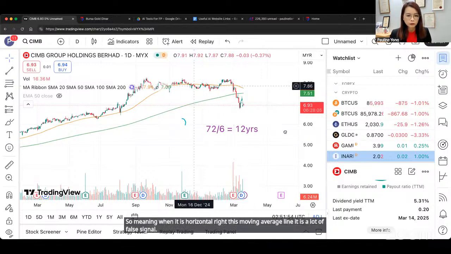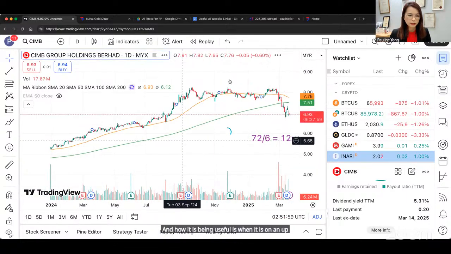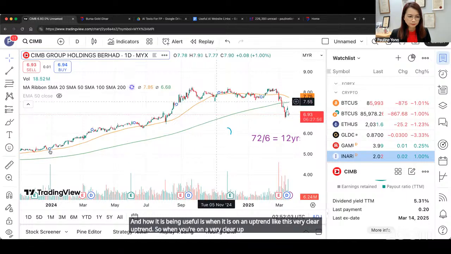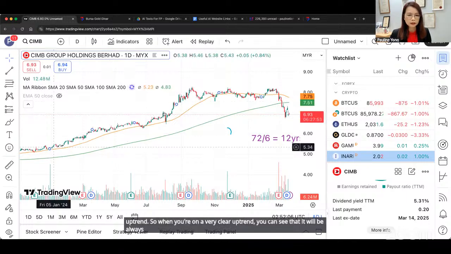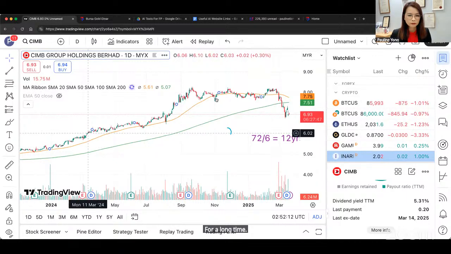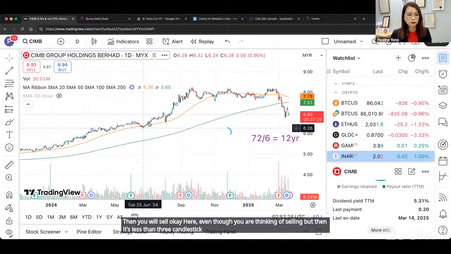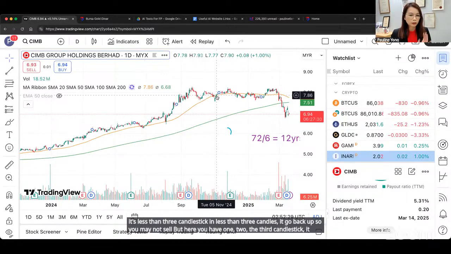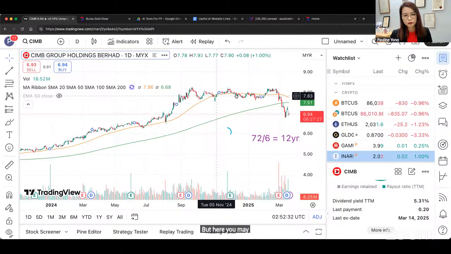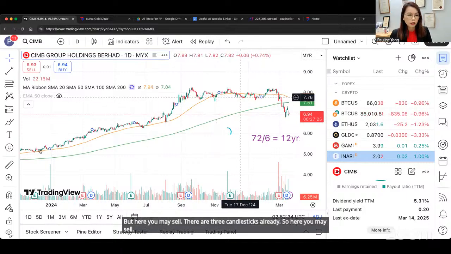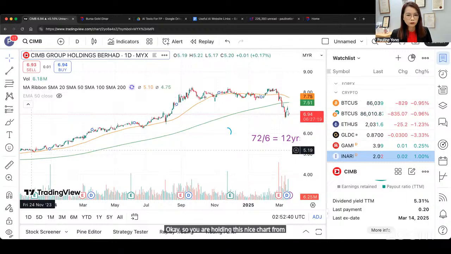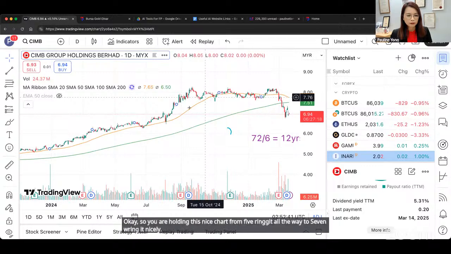And how it is useful is when it is on an uptrend like this, a very clear uptrend. You can see that the price will always be on top of this uptrend. That means you are holding this stock for a long time, until here, then you will sell. Here, even though you are thinking of selling, it's less than 3 candlesticks and it goes back up, so you may not sell. But here you have 1, 2, the third candlestick, it goes back up, so here also you may not sell, but here you may sell. Three candlesticks already, so here you may sell. So you are holding this nice chart from 5 ringgit all the way to 7 ringgit nicely. No need to buy, sell.